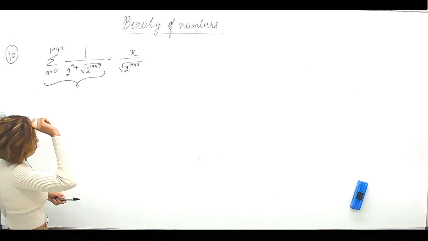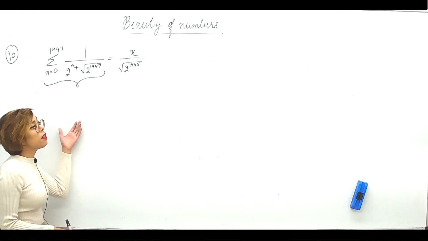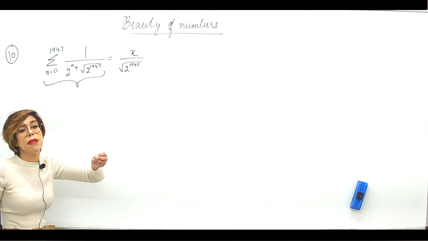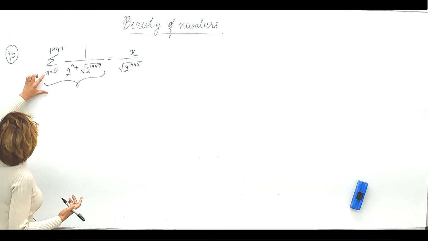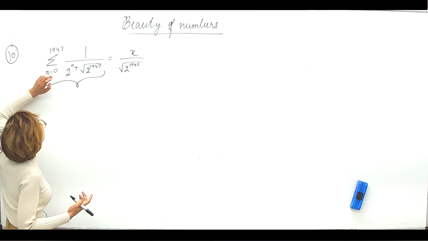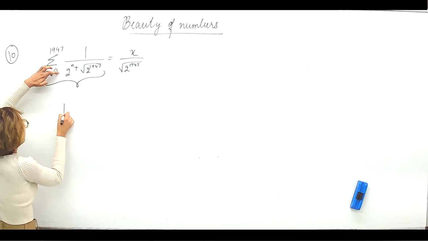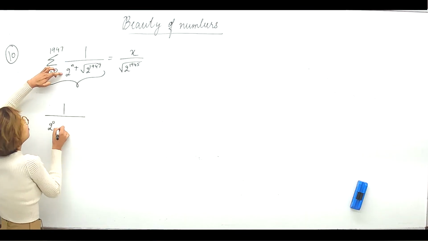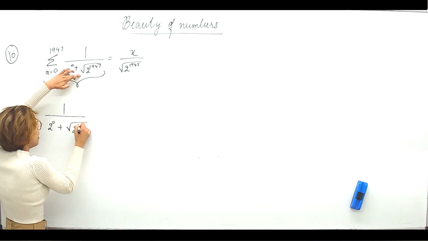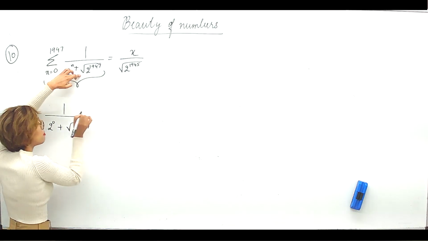Right. Obviously, just by looking at it, we can't tell anything. That means I'll write the terms, at least somewhere I will be able to visualize. Right. Now n varies from 0 to 1947. So put n as 0 first. So this is 1 divided by 2 raised to 0 plus square root of 2 raised to 1947. This is my first term.